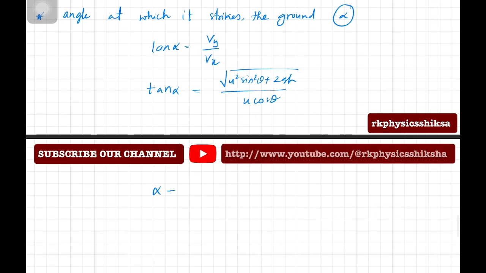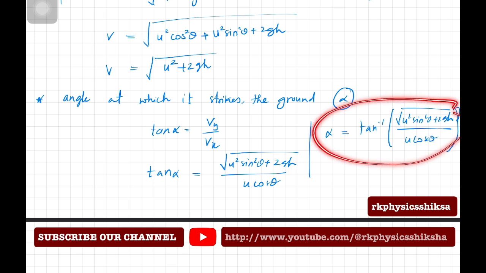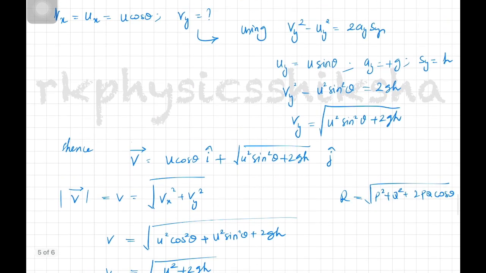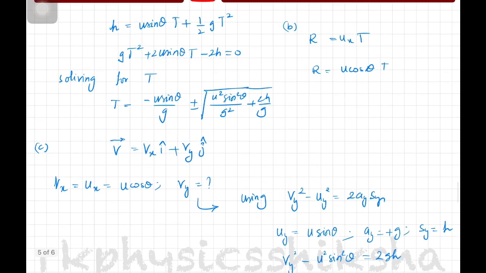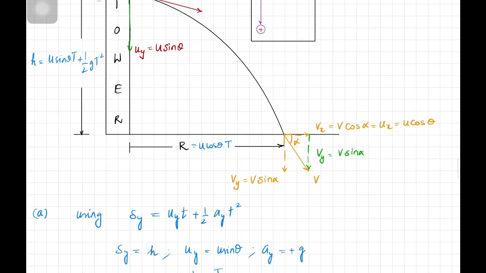So I can write alpha is equal to tan inverse of root of u square sine square theta plus 2gh divided by u cos theta. This is the angle with which it will strike the ground, and this is the velocity with which it will strike the ground. Here we also calculated the time taken by the particle to reach the ground, and we have taken the range also to be calculated. Hope you understood the question.